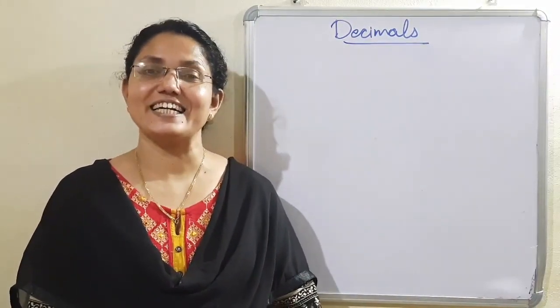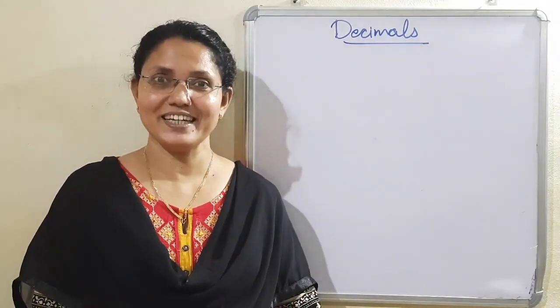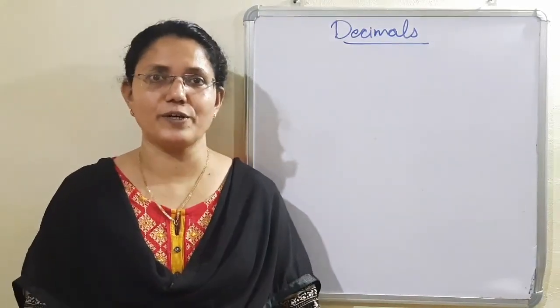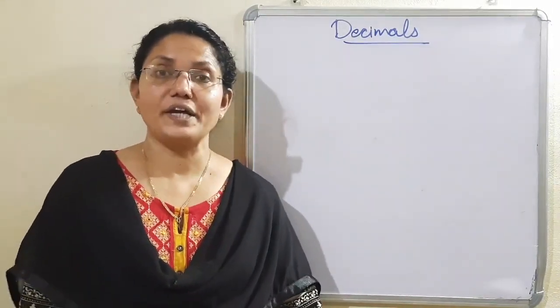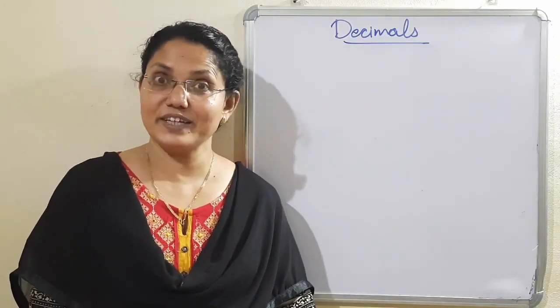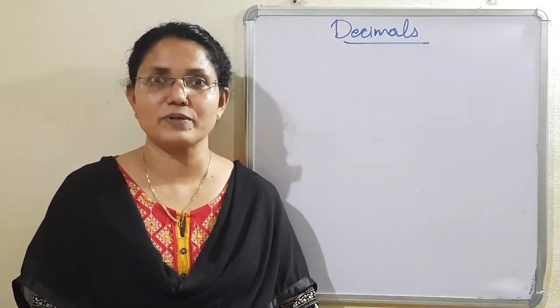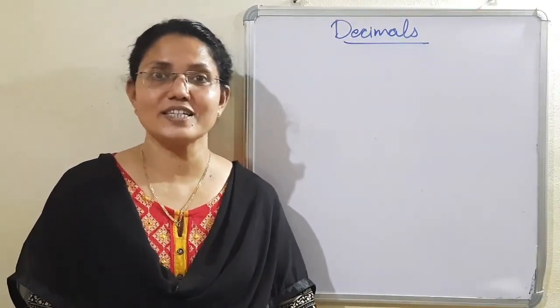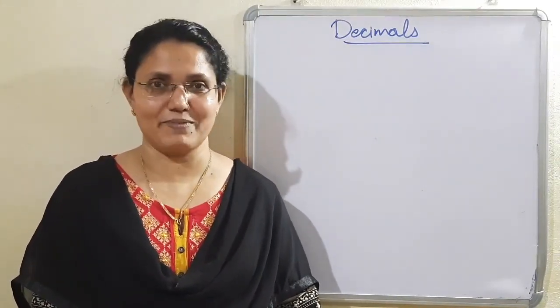Where do you find decimals? Can you say? Yes. Length is 1.25 meter, or your weight is 32.5 kilogram. Next, when we express money, we say 12 rupees 50 paise like that. In all those things we are using decimals.